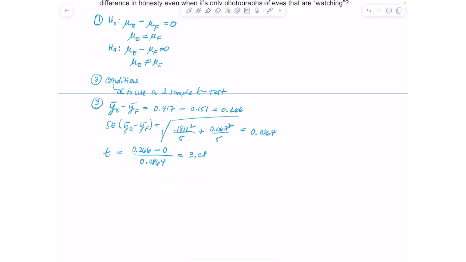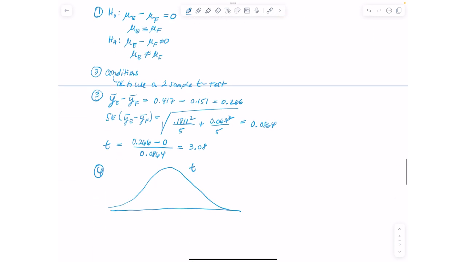All right. Step 4, we've got our t-model. And we know here we have 5 plus 5 minus 2, so we have 8 degrees of freedom. The mean is 0. And our t value is 3.08, so I'm going to go 3.08 standard deviations in either direction. Here we've got t equals 3.08, and we're looking at that rejection region, and t equals negative 3.08, and we're looking at that rejection region.